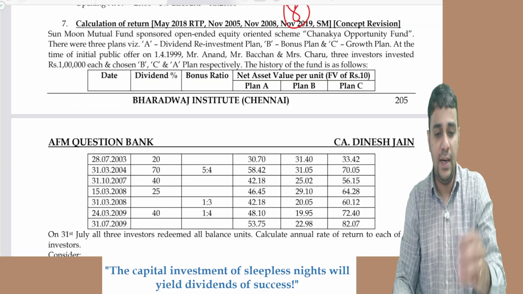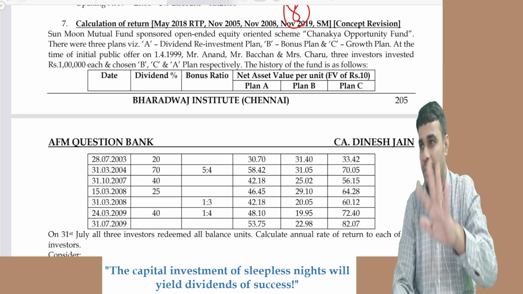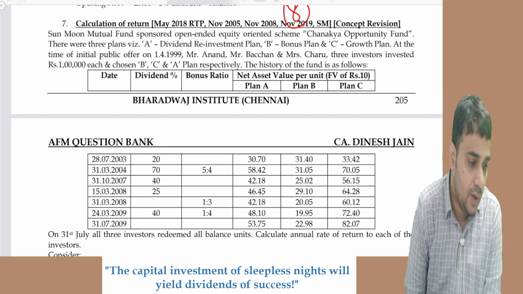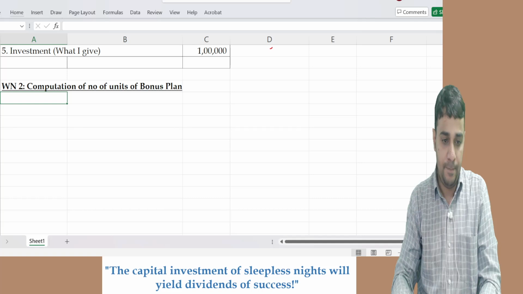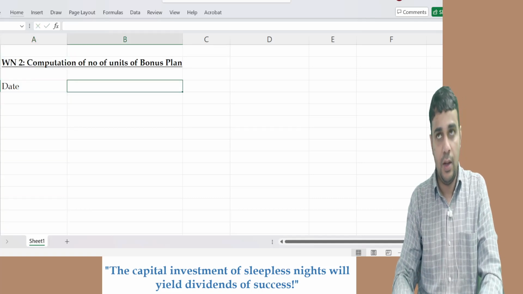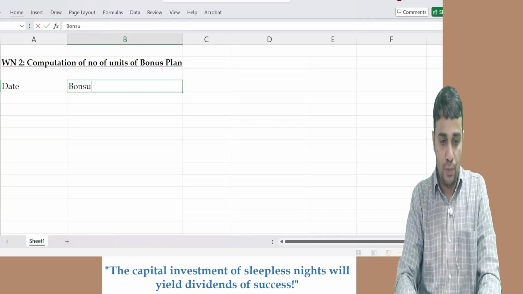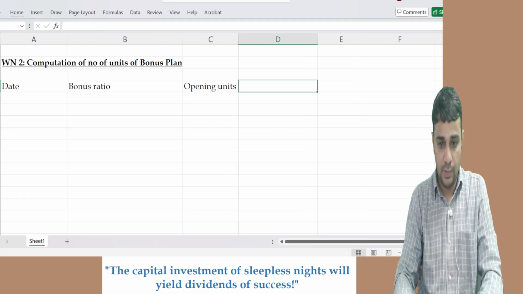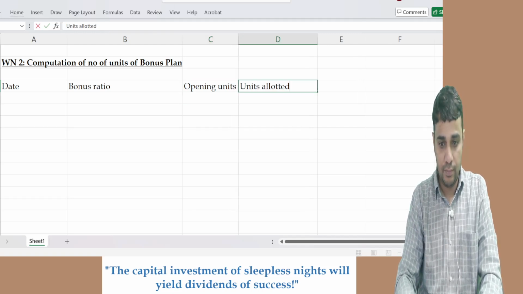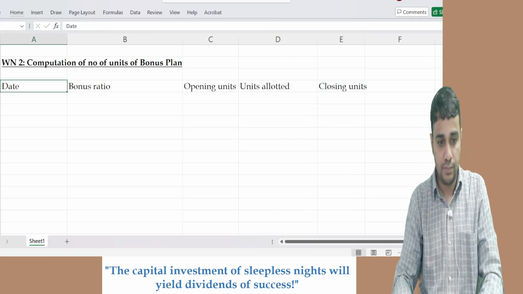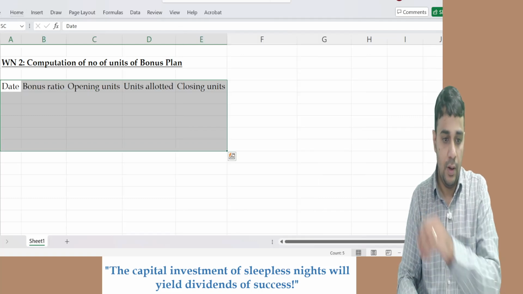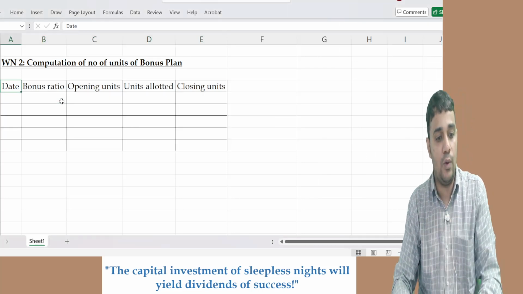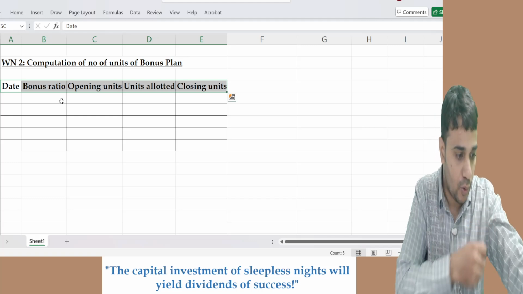I have to write along with the name, whoever is investing it, all that. I'm not giving a very perfect answer. My focus is just getting the concepts right. The columns for the bonus plan are: date, bonus ratio, opening units, units allotted, and closing units.